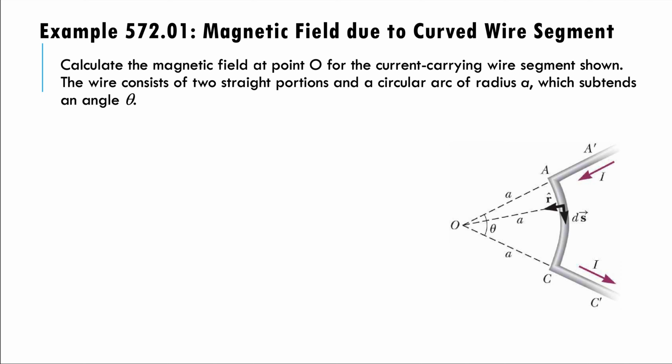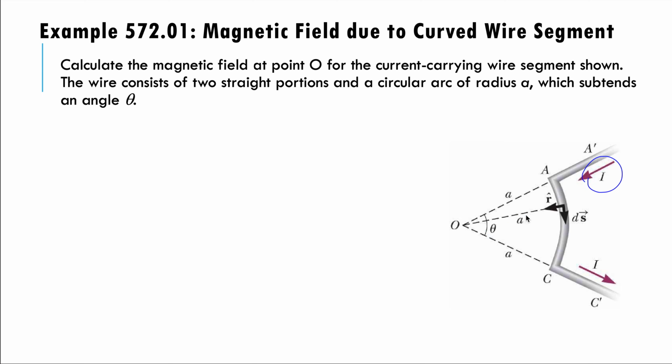In this video, I'm going to go over an example from v572, the Biot-Savart law. In this example, we want to calculate the magnetic field due to a curved wire segment. The segment is shown. It consists of a straight segment here, and then a curved segment here, and then another straight segment over here. The variables that we are given in this problem are the current I, the radius of this circular arc, which is A, and the angle theta subtended by the arc.